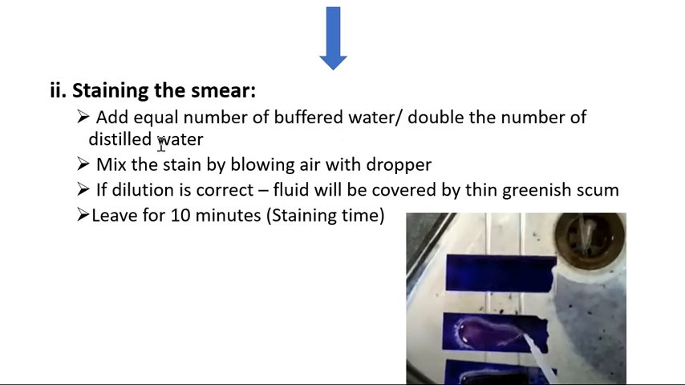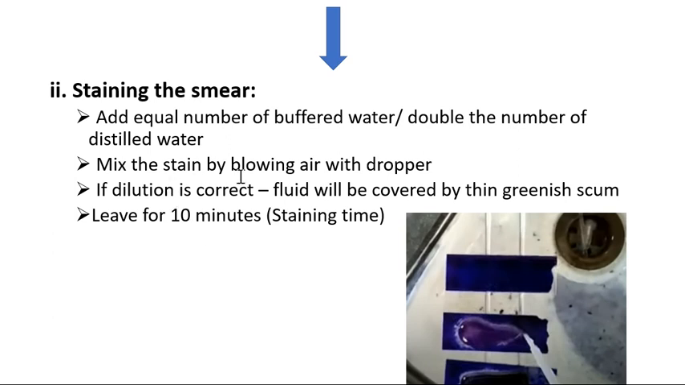Now what is the staining? So as you have done this, add an equal number of drops of buffered water or double the number of drops of distilled water. Okay, buffered water is basically to regulate the pH. So the pH will not change with buffered water, it's fixed. Okay, and if buffered water is not available, just double the number of distilled water you can add. As you can see here, we have to again pour double the number of distilled water here. Okay, then what to do?